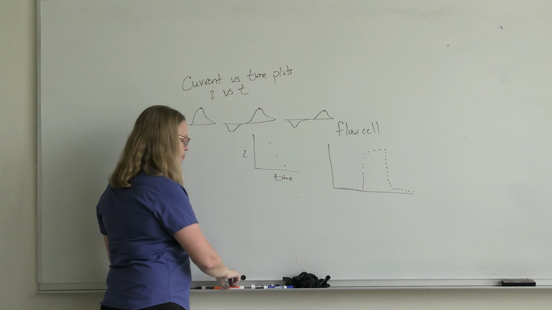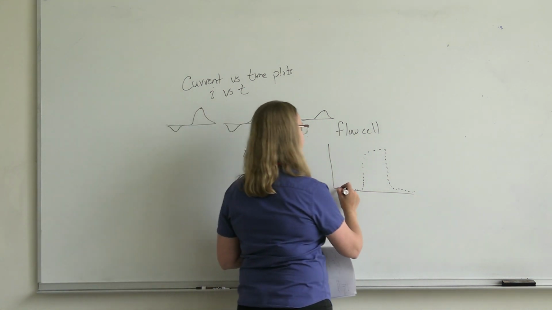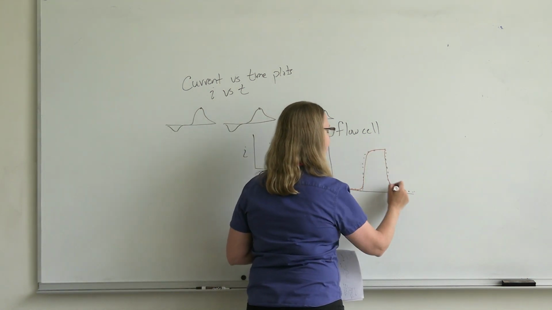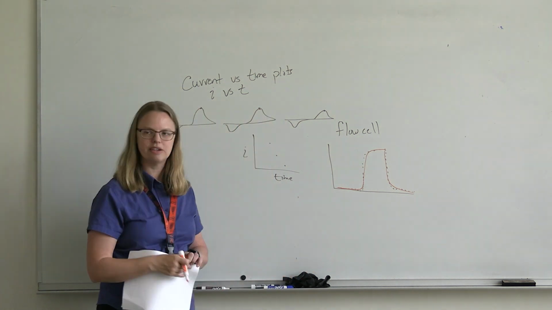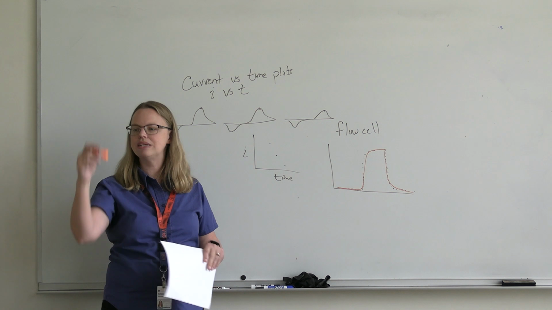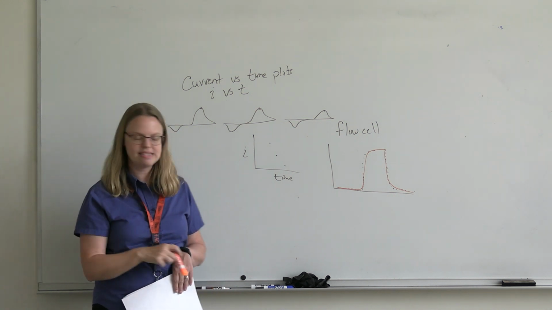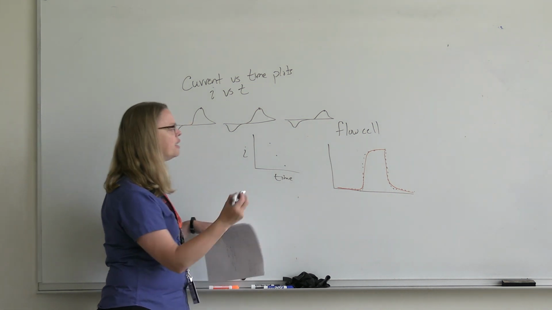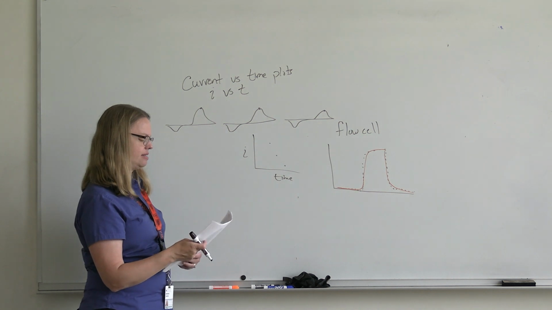Now, practically, we draw a line through it. It's easier to connect the points with a line. But I want you to see that practically, this is not continuous. This is sampled. So we get an I versus T, and it looks something like this.